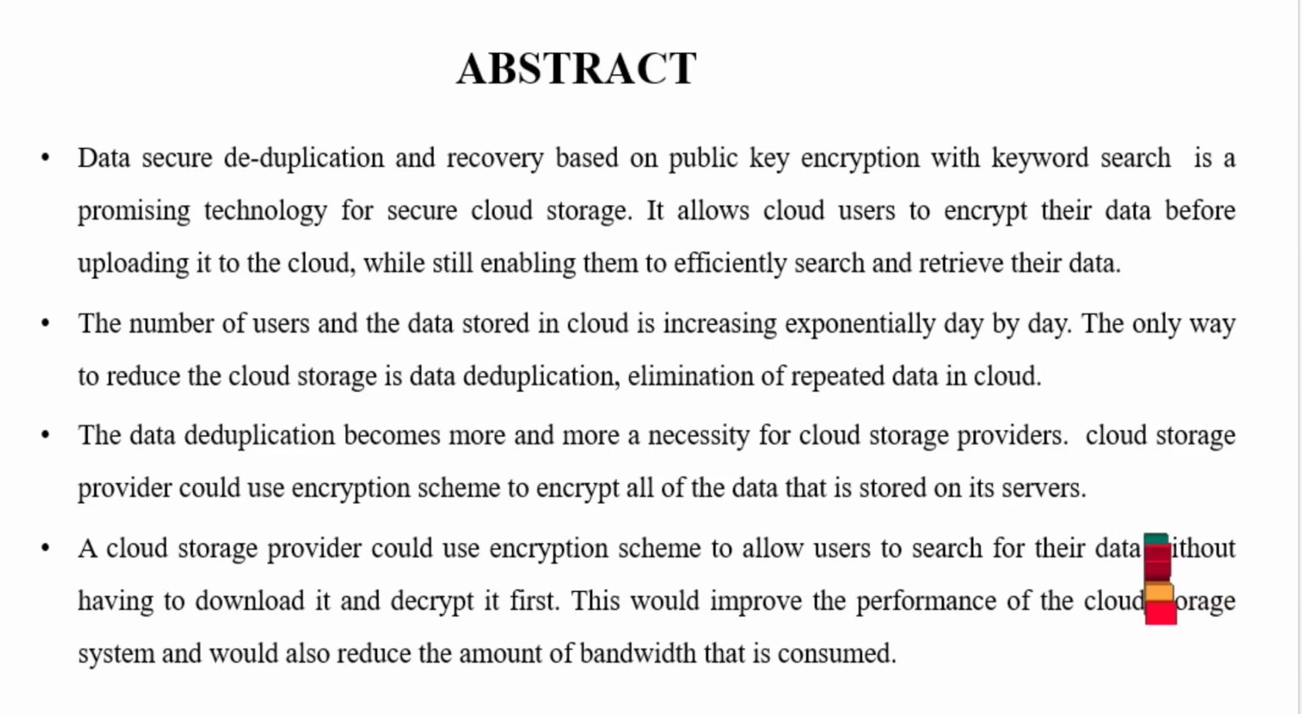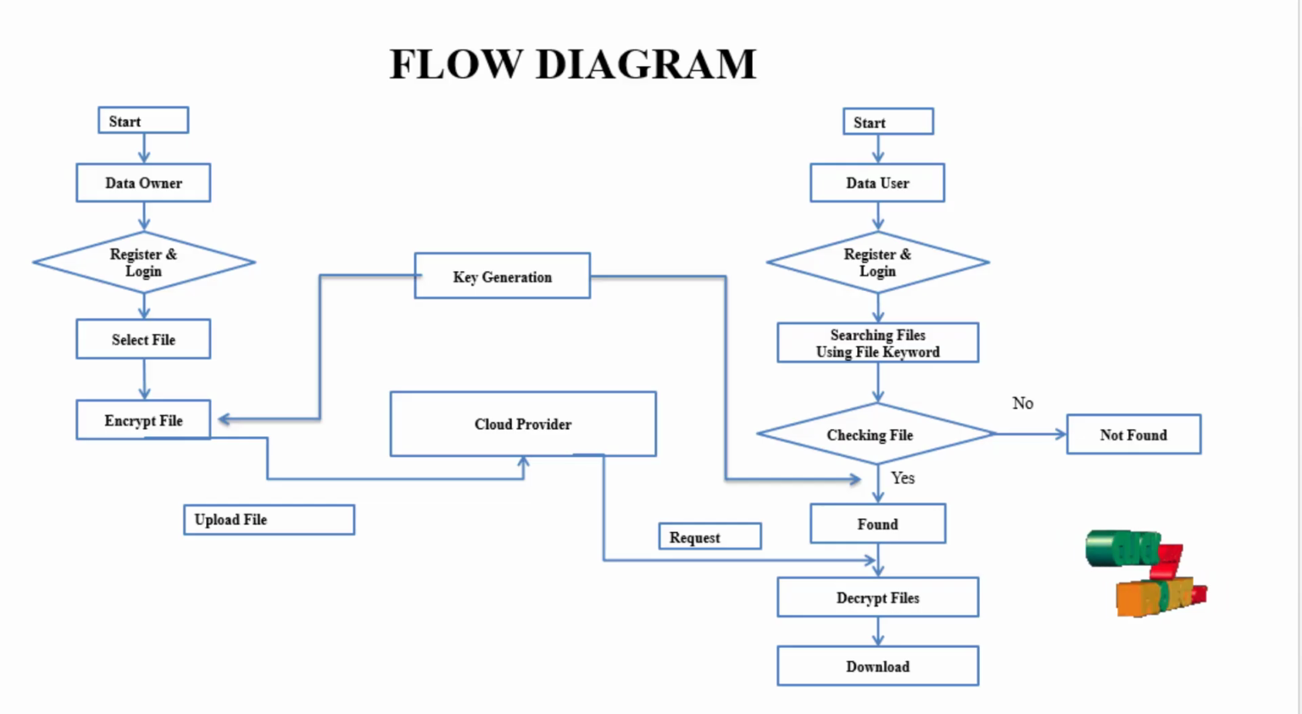A cloud storage provider could use an encryption scheme to allow users to search for their data without having to download or decrypt it first. This would improve the performance of the cloud storage system and would also reduce the amount of bandwidth that is consumed. It is our flow diagram.